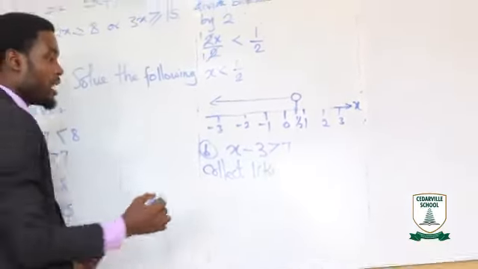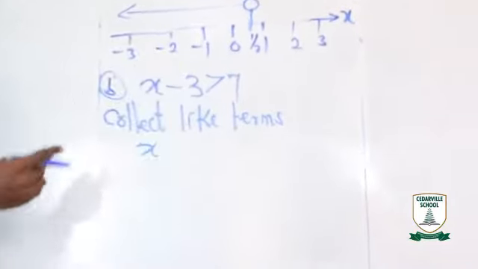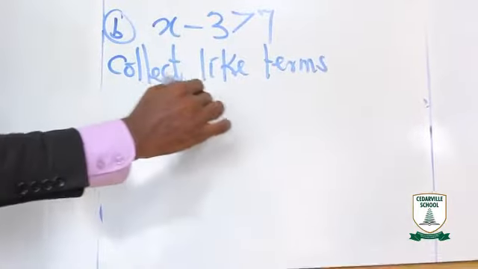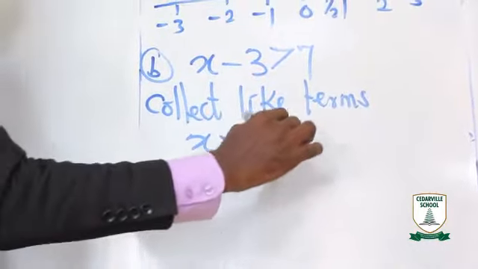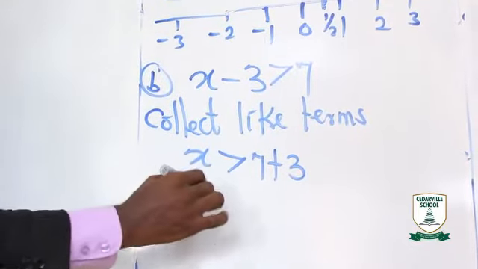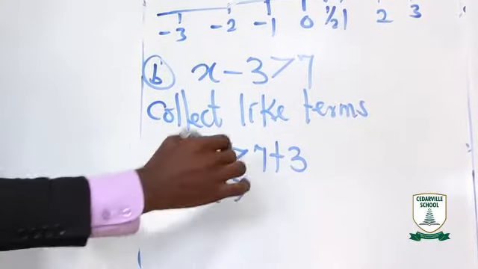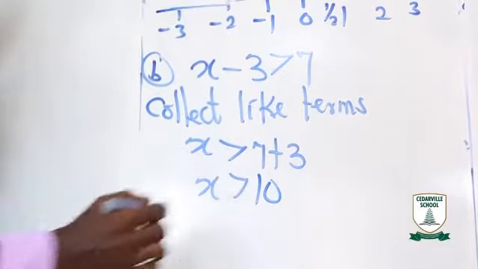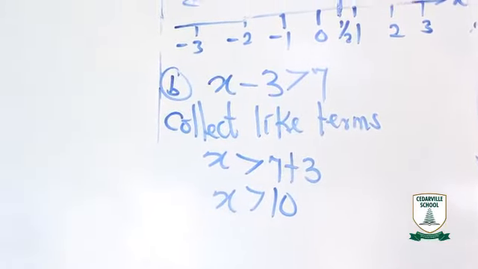So if you collect like terms, x minus 3 crosses. We have greater than 7 plus 3. Then x greater than 7 plus 3 is 10. And that's the solution. Okay?